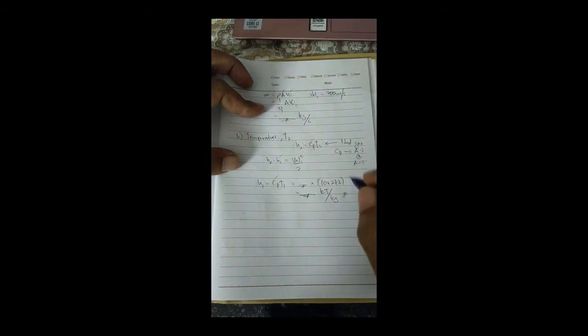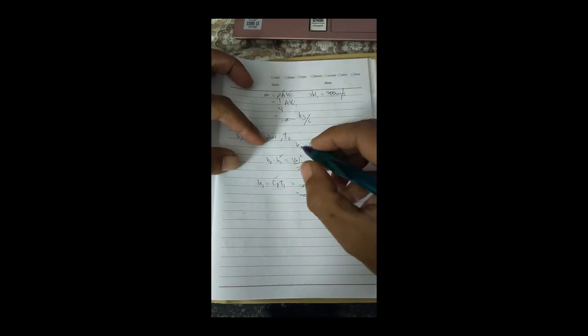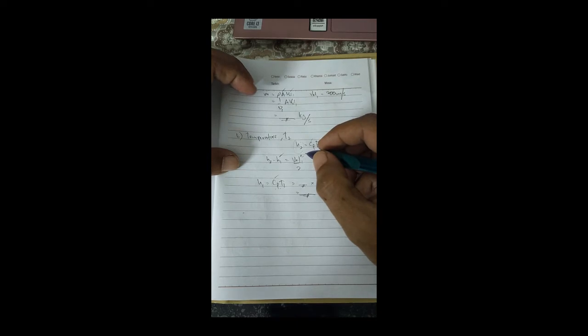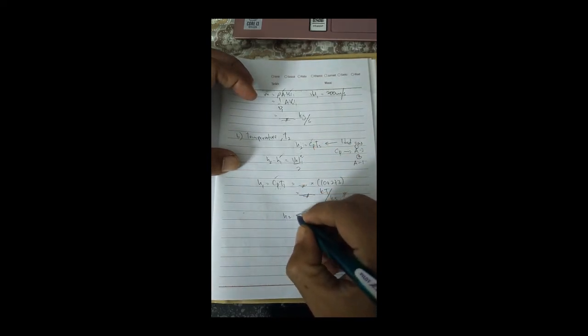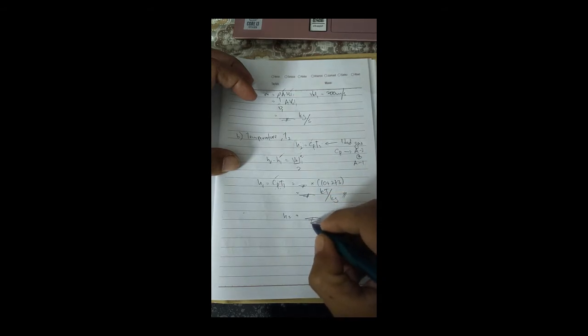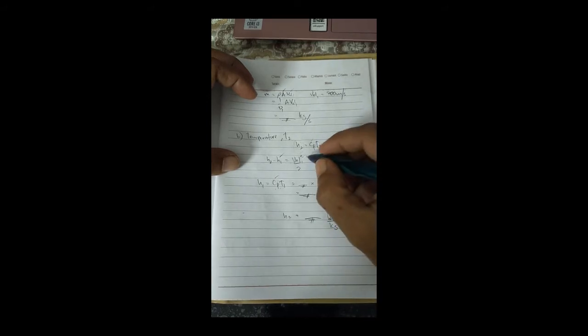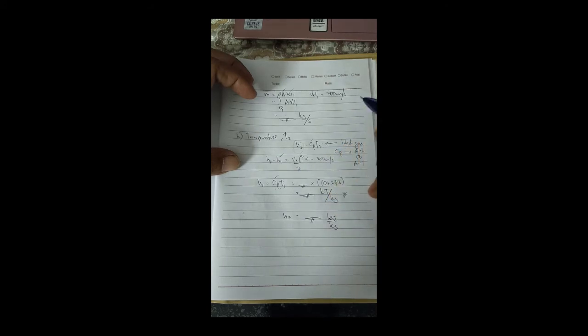Okay, so we have V1, V1 we have also, so H2 is equal to, in kilojoule per kg, with V1 as 200 meter per second and H1, we can get H2 directly. Okay, thank you.